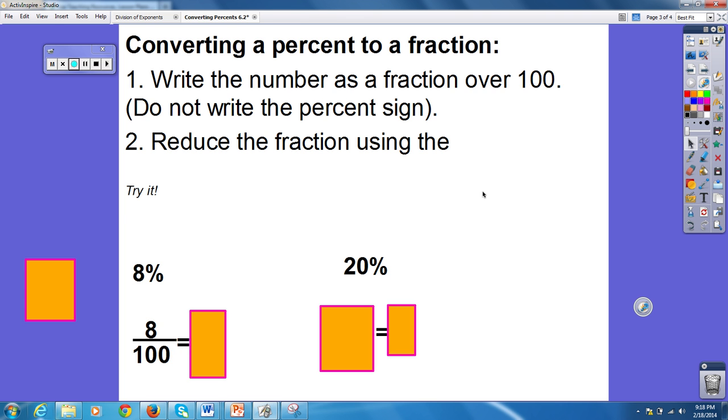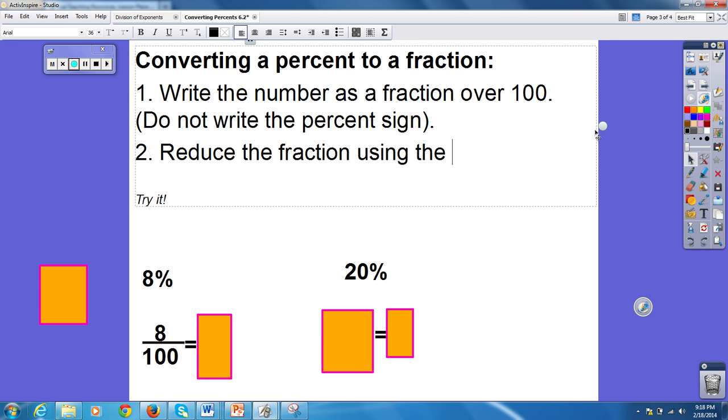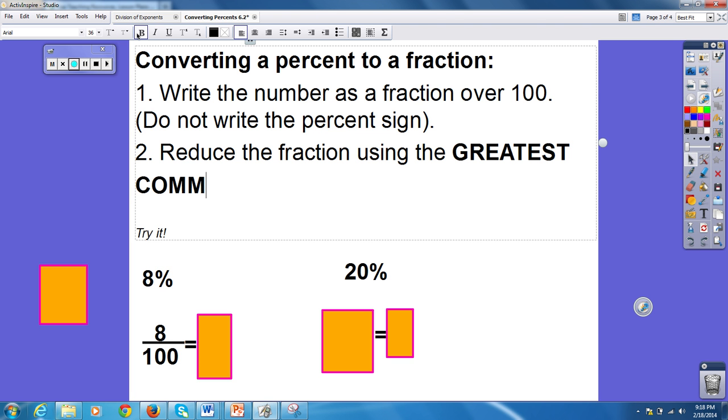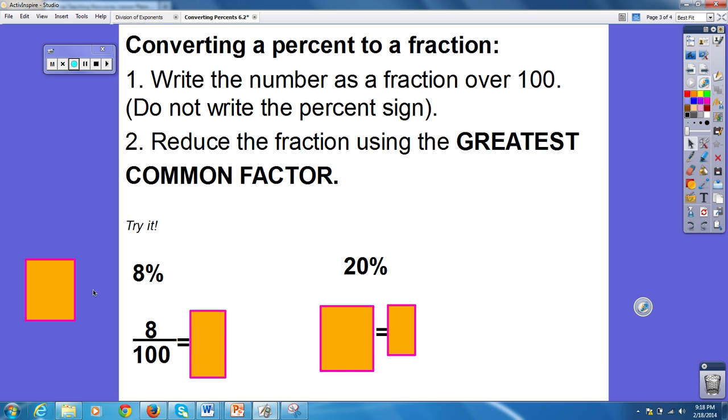Next, we're going to reduce the fraction using the greatest common factor. The greatest common factor between 8 and 100 is 4. So I'm going to divide the top and the bottom by 4. And my final answer is 2 over 25.